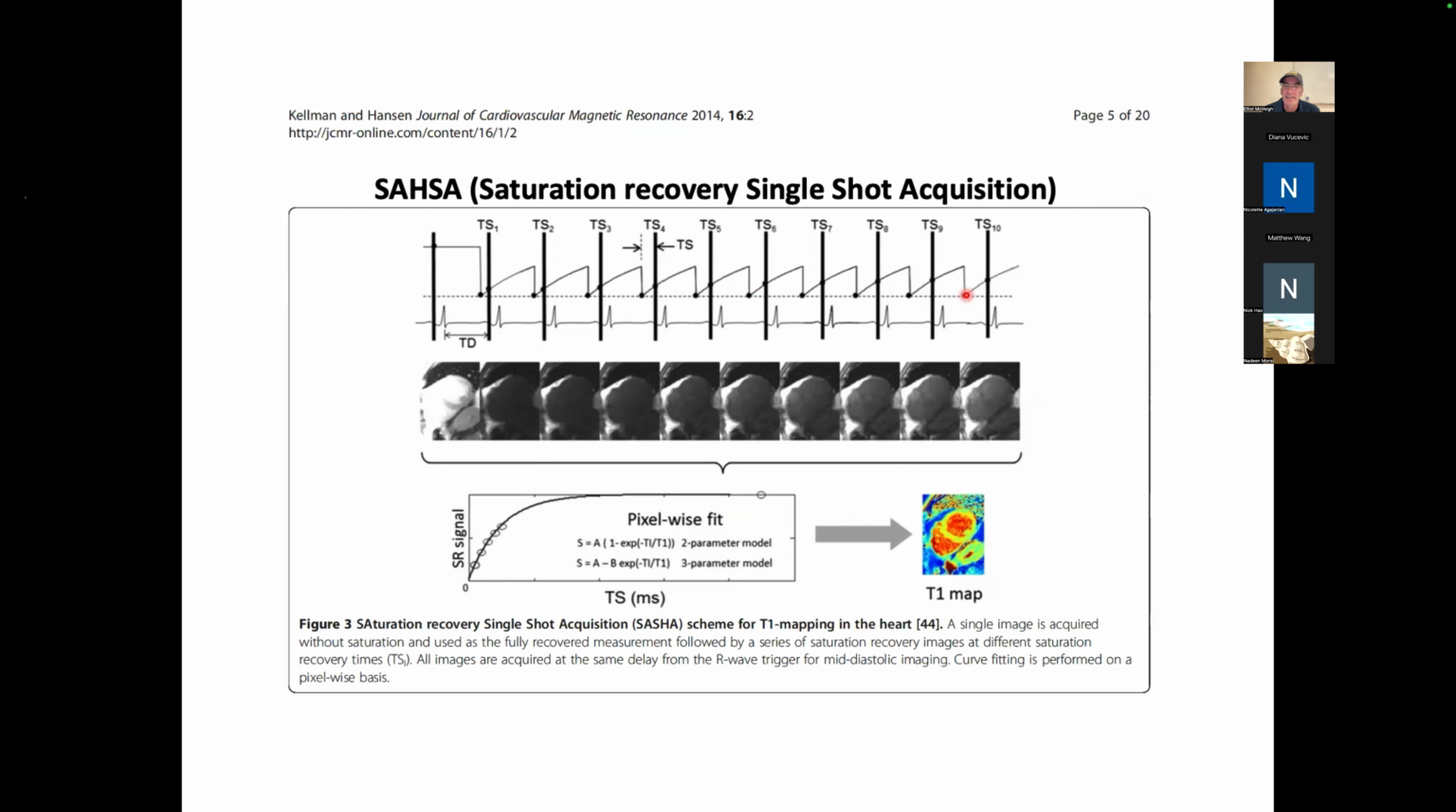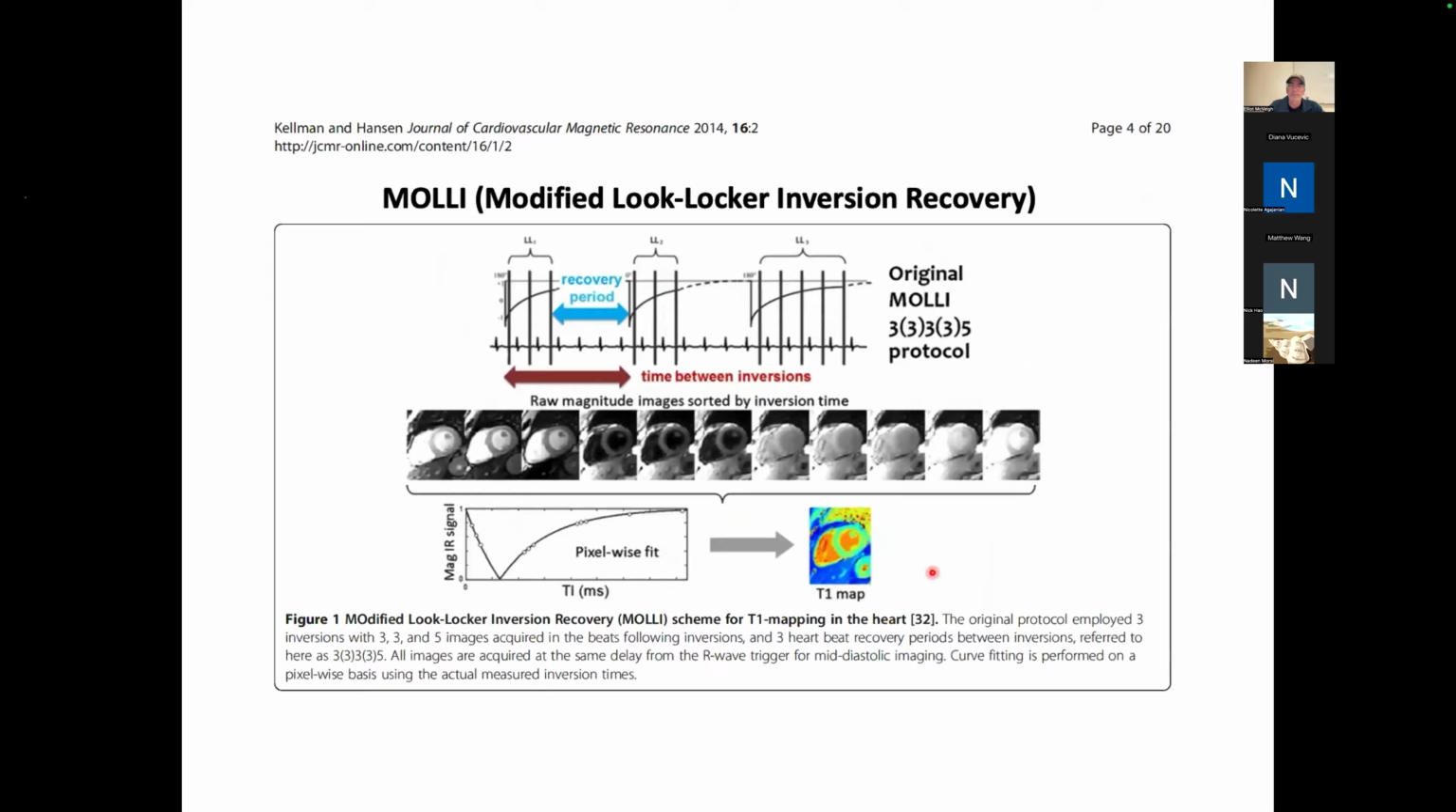But it's enough of a T1 recovery curve to get these differential amounts of recovery depending on what our delay is between the excitation pulse and when we make the picture, okay? And we're going to do that in one sweep. So we get a whole set of pictures like this. They fit into this curve, and then you get a T1 map.